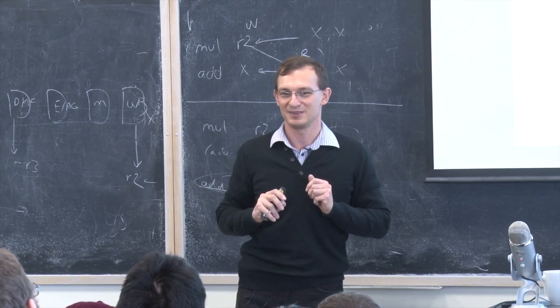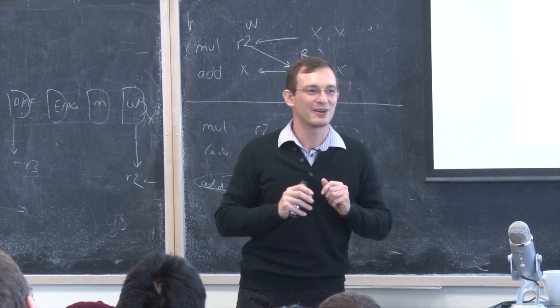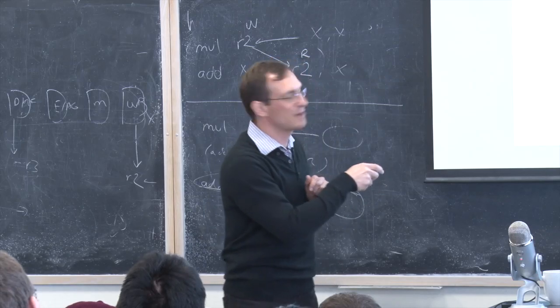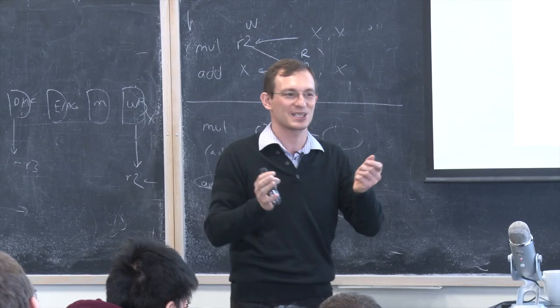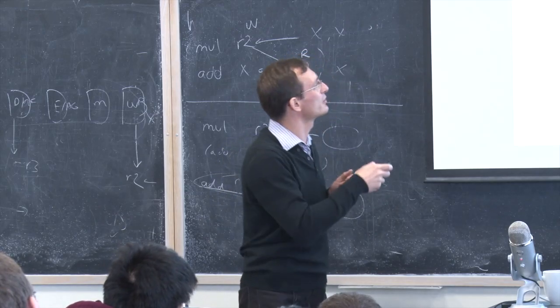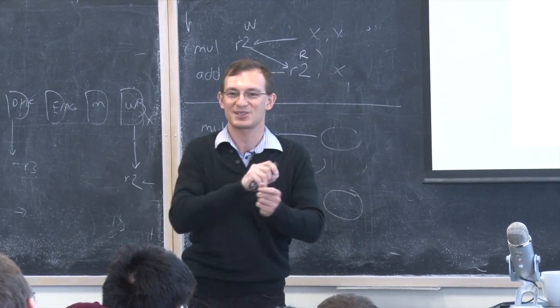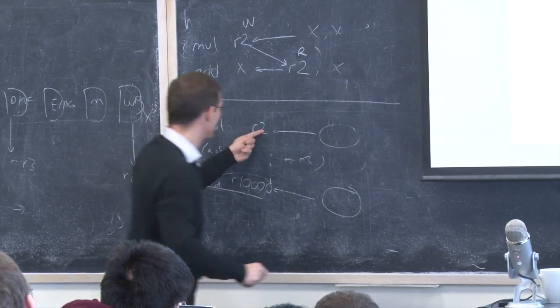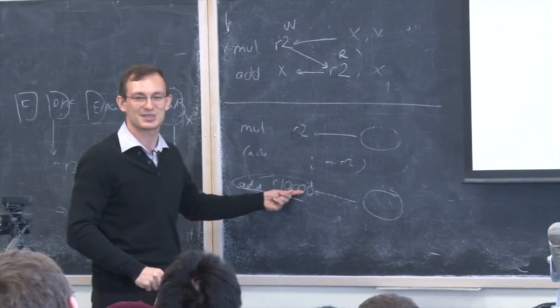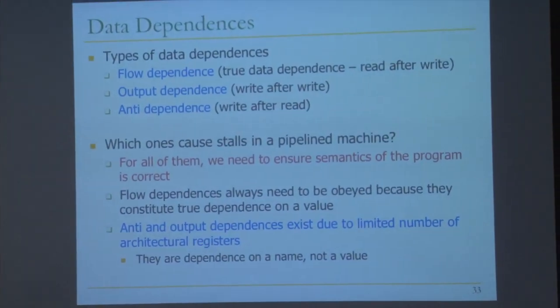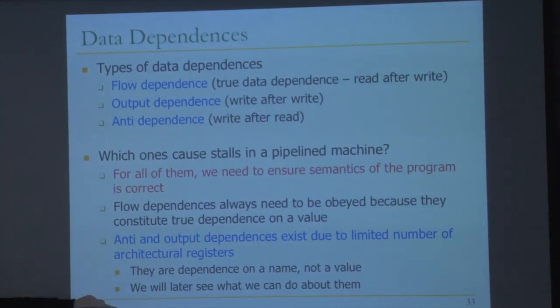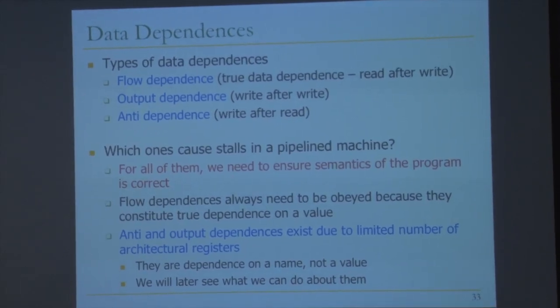That's it. Think about data flow now. Data flow never actually has this kind of dependencies, right? The only dependence in data flow processing, remember data flow from the first lecture? The only dependency, you always have values communicated between instructions. You never communicate these values between these instructions. OK, so keep this in mind. These depend on a name, not a value, and we'll later see what we can do about them.